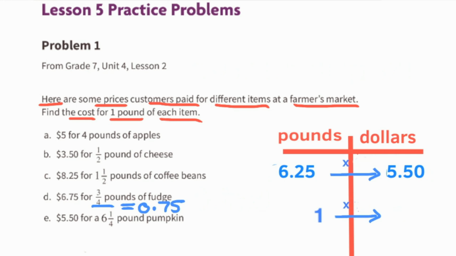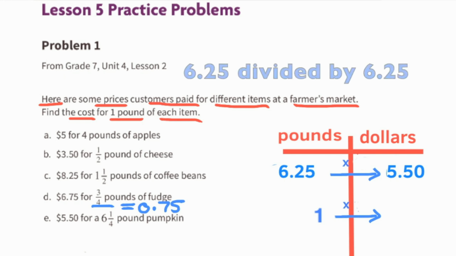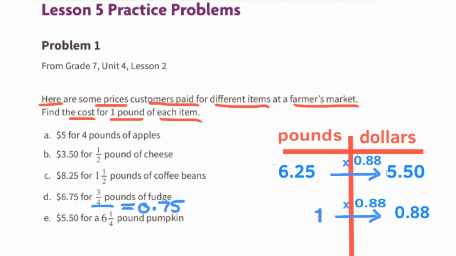E. $5.50 for 6 1/4 pounds of pumpkin. 6 1/4 pounds divided by 6 1/4 equals 1 pound. $5.50 divided by 6 1/4 equals 88 cents. This means that pumpkin sells for 88 cents per pound.